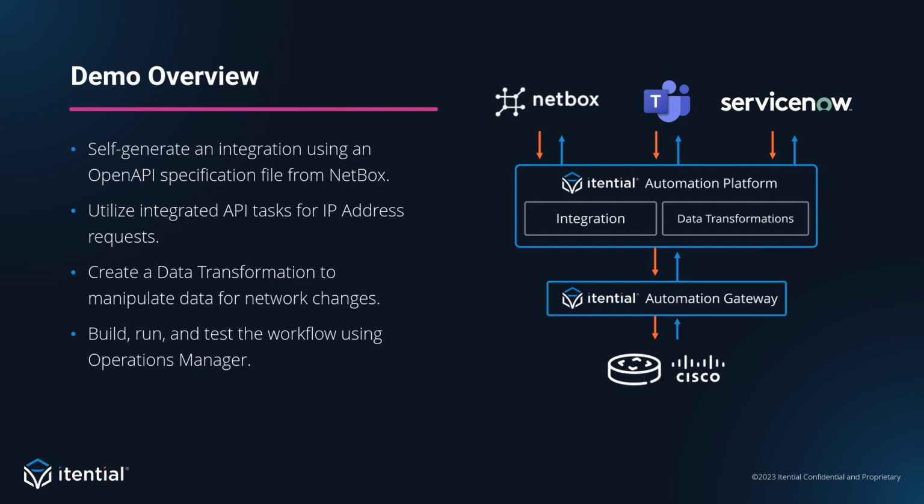We're also going to use, once we've integrated NetBox, these API tasks for something very similar, like IP address requests. This is an example. You could definitely do anything that's available through API, including querying data center infrastructure or anything like that.